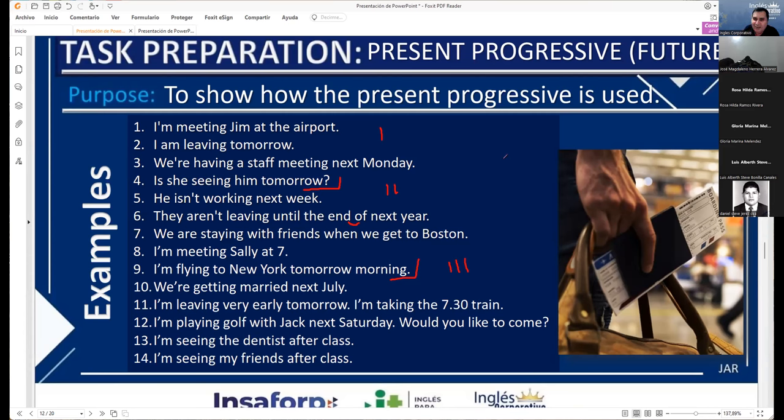Se me traba la lengua. Don't worry, it's okay. Normally it happens. We are staying with friends when we get to Boston. I'm meeting Sally at 7. I'm flying to New York tomorrow morning.